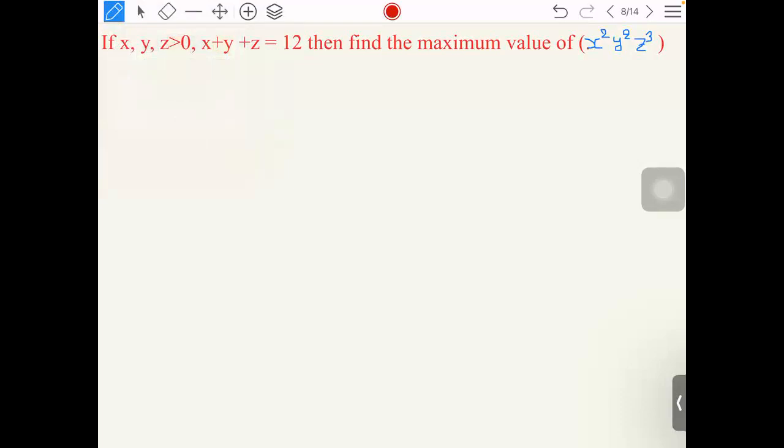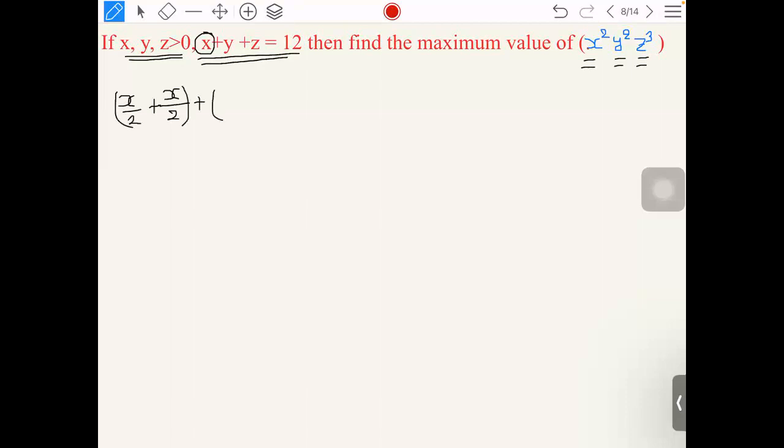In this question, it is given that x, y, z are positive numbers. X plus y plus z is equal to 12. Then find the maximum value of x square, y square, z cube. Since we have x square, we have to break down this x in two equal parts, that is x by 2 plus x by 2. Let me write it here.